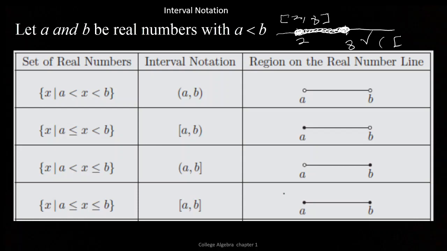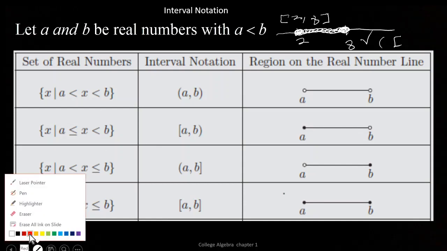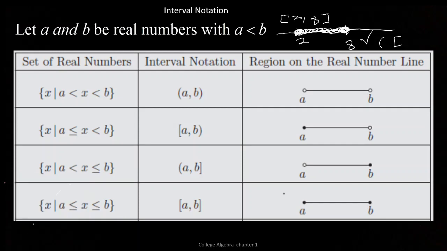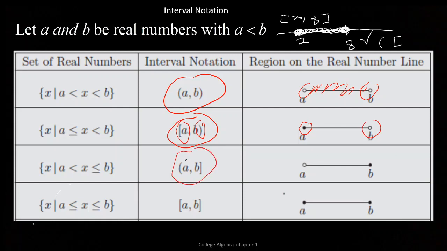So for example, this first one means all numbers from A to B, not including A and B, because we use parentheses there. On a number line, it means all the numbers between A and B, but not including A and B. This one right here means all numbers from A to B, not including B, but including A. As you see, here is filled in and here is empty. Now here, A is not included, but B is included. Here, A and B are both included.